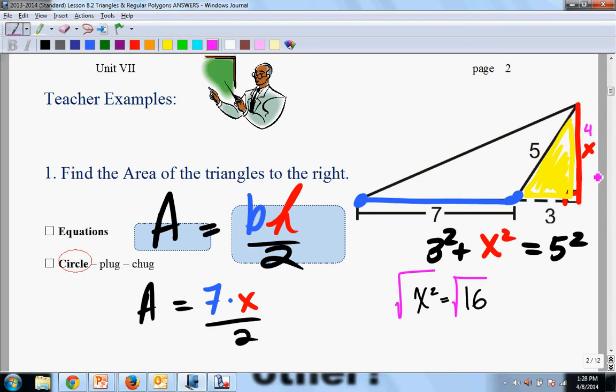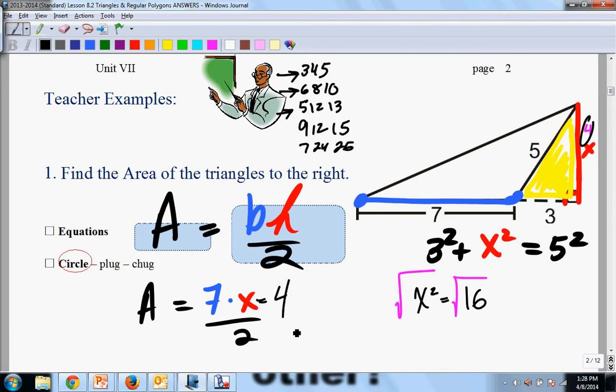Guys, what's your height? It's a triplet. The height is 4. I remember there were 6 triplets I told you to memorize. 3, 4, 5. 6, 8, 10. 5, 12, 13. 9, 12, 15. 7, 24, 25. These are all triplets that work in the Pythagorean theorem. If you memorize them, you don't even have to do the math. You just know, oh, it's a 3, 4, 5 triangle.